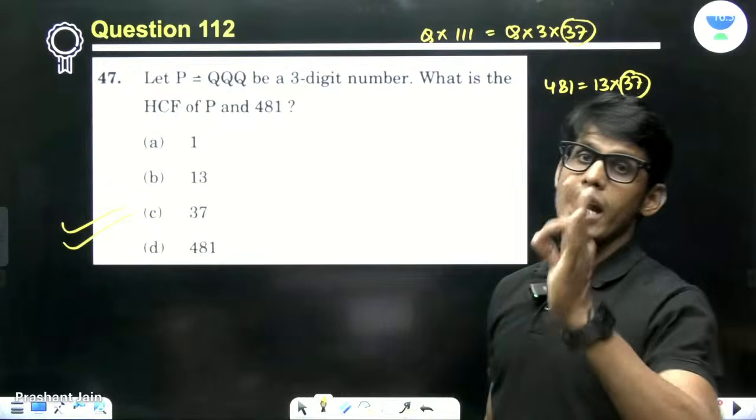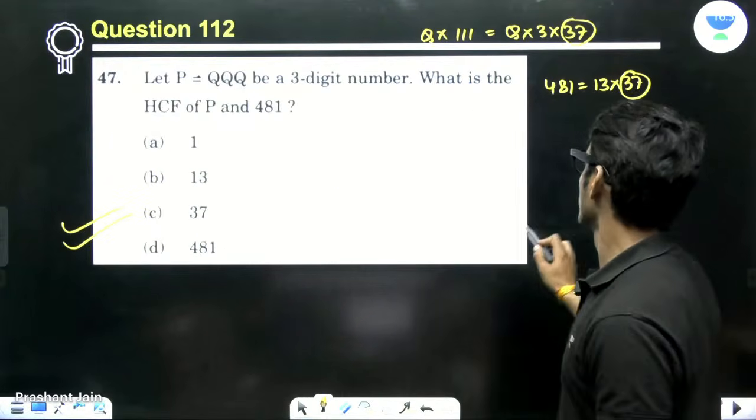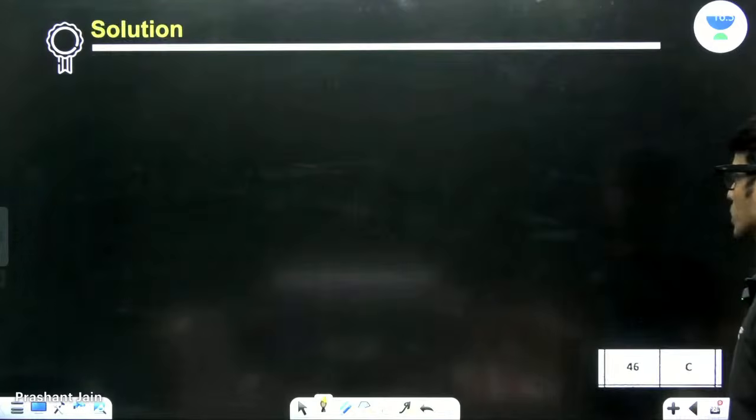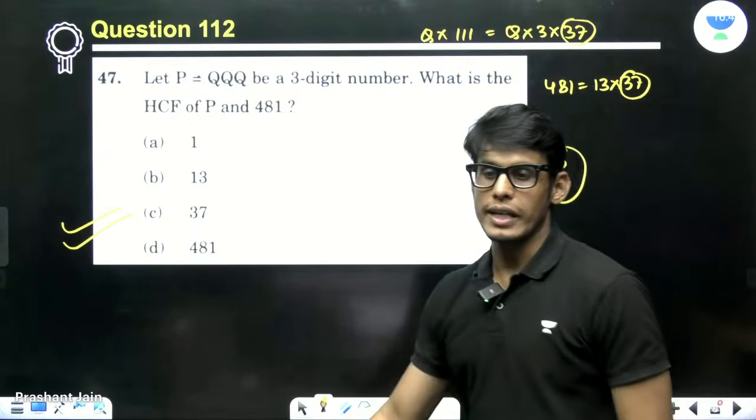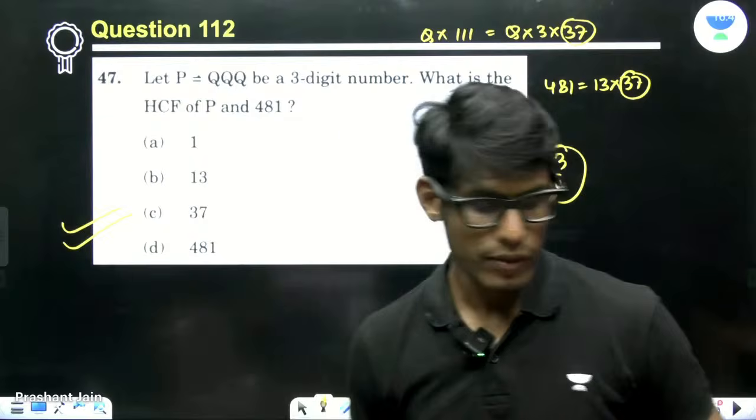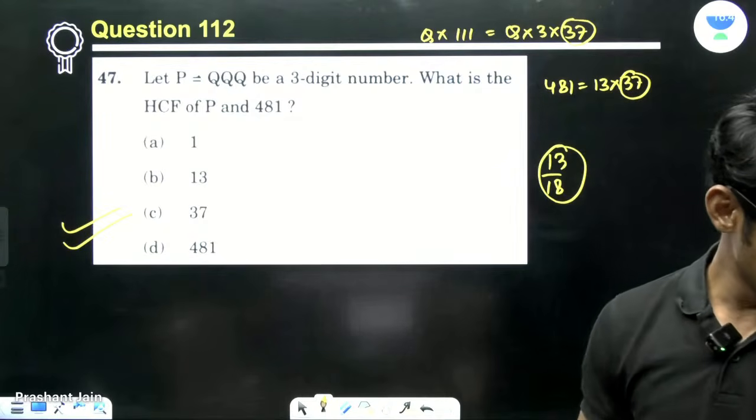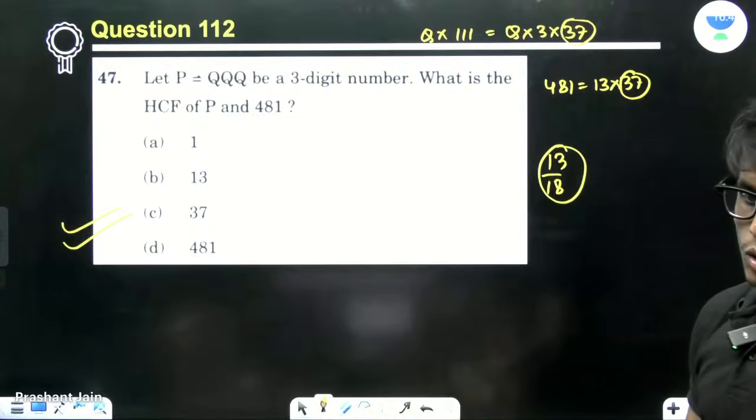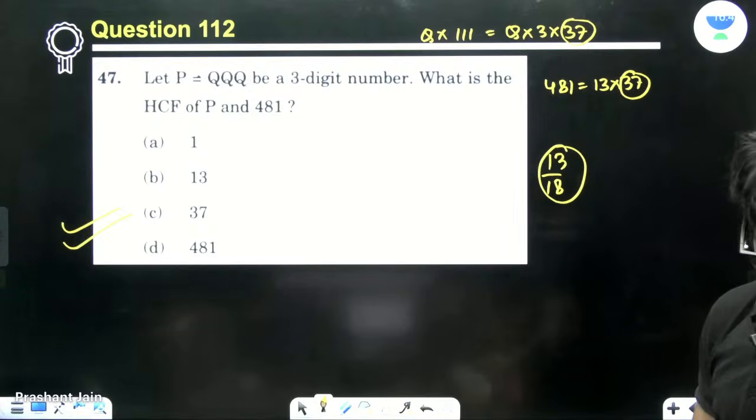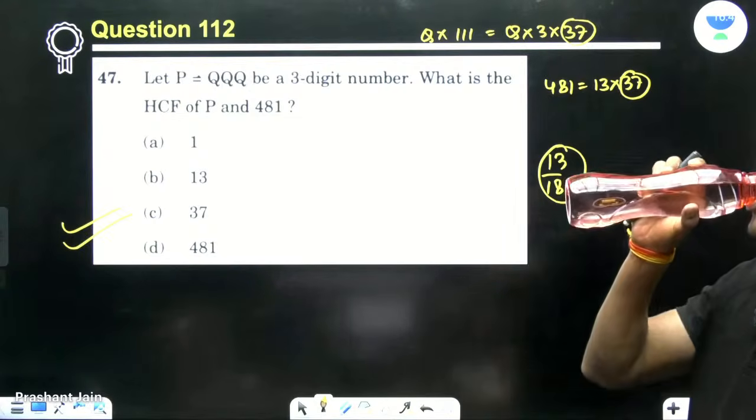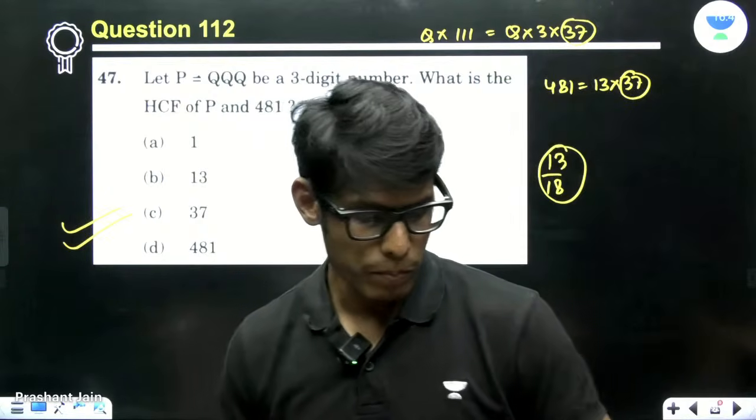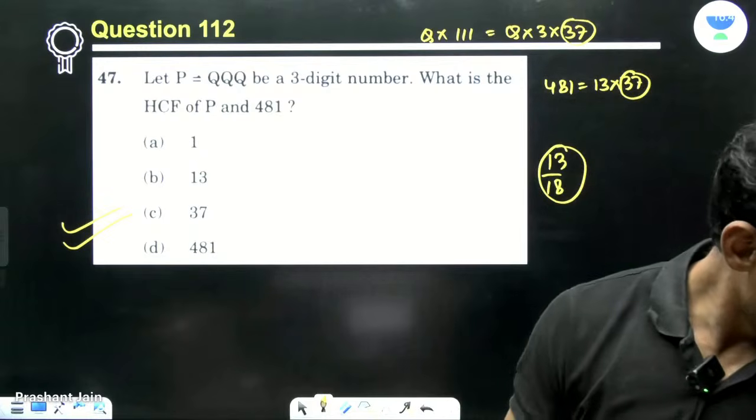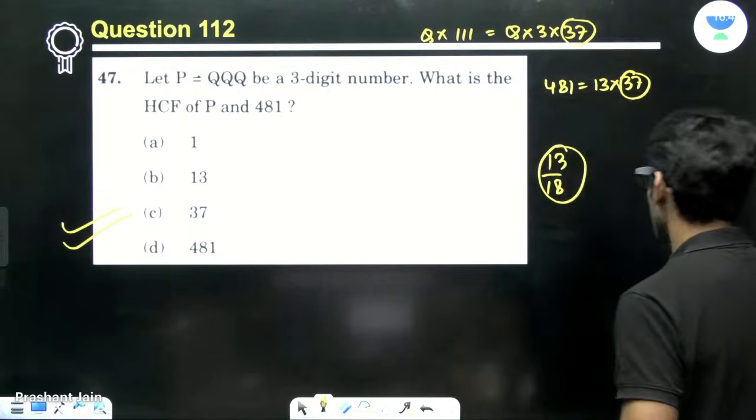Highly doable. What was the score here? 12, 13 out of 18. 13 out of 18. Highly doable. Isn't it, guys? What is your opinion on it? I think it is highly doable. Okay.